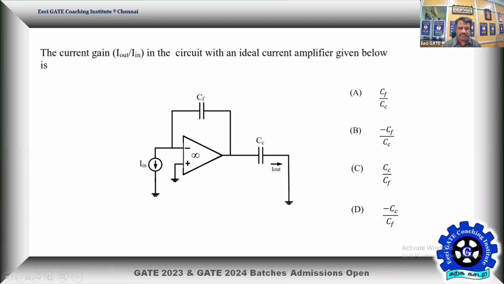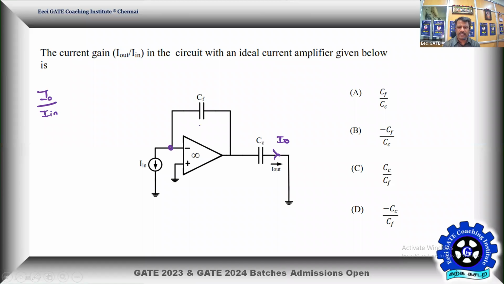What is given is we need to comment on I out by I in. So you're converting a current into current, like a current amplifier. I out is the output and I in is the input, we can say shortly. That's your I naught, let me take. So I'm looking for I naught by I in.